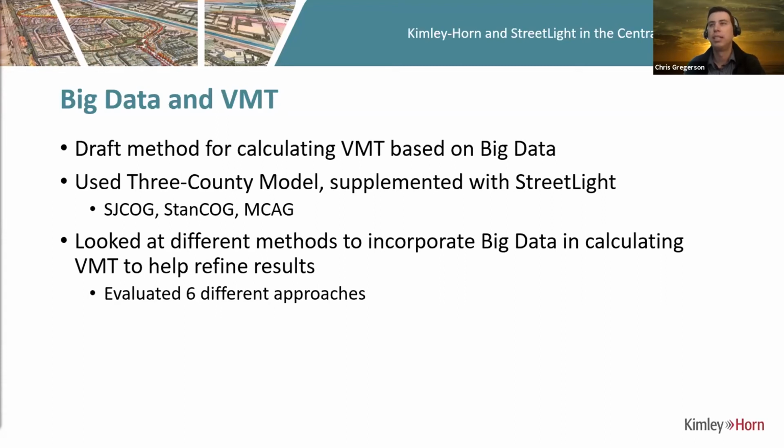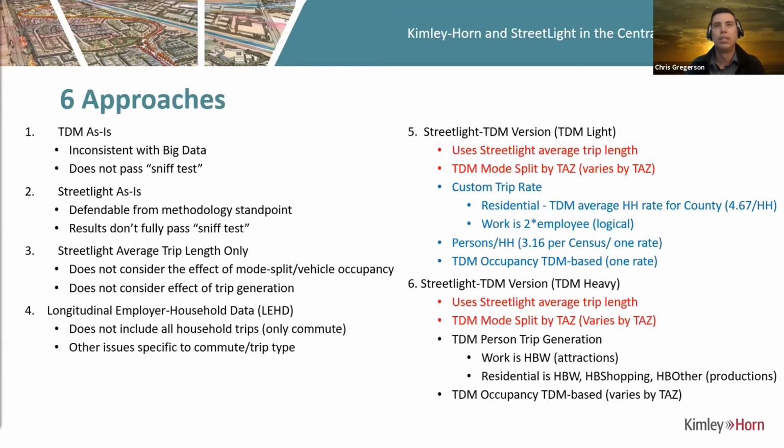So in developing what we're looking at in terms of VMT methodology, we have 6 different approaches that we did end up looking at and continue to settle on. One is just using the model as is, or using StreetLight data as is, using StreetLight average trip length only, using LEHD data, and then using 2 different combinations of model outputs and StreetLight data, which is what we're leaning towards. So just to go into a bit more detail on that, you can see the positives and negatives that we touched on a little bit.